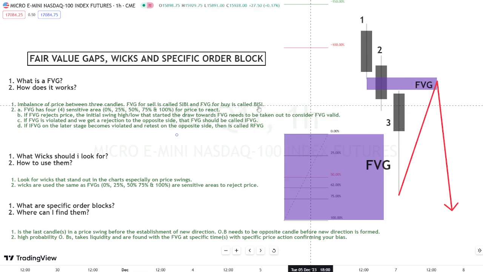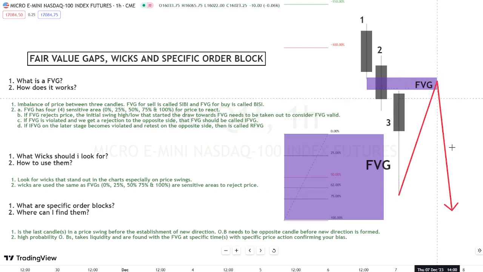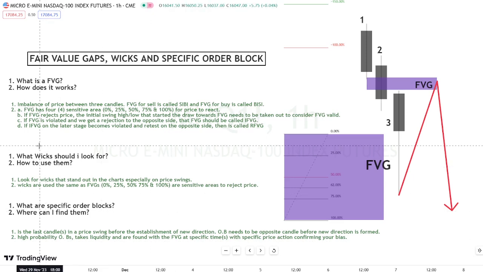So this is the statement. Looking at it, the minimum target of the fair value gap is this low, then you can go to the lows that you were looking for. Then letter C: if a fair value gap is violated and we get a rejection to the opposite side, that fair value gap should be called an invasion fair value gap.